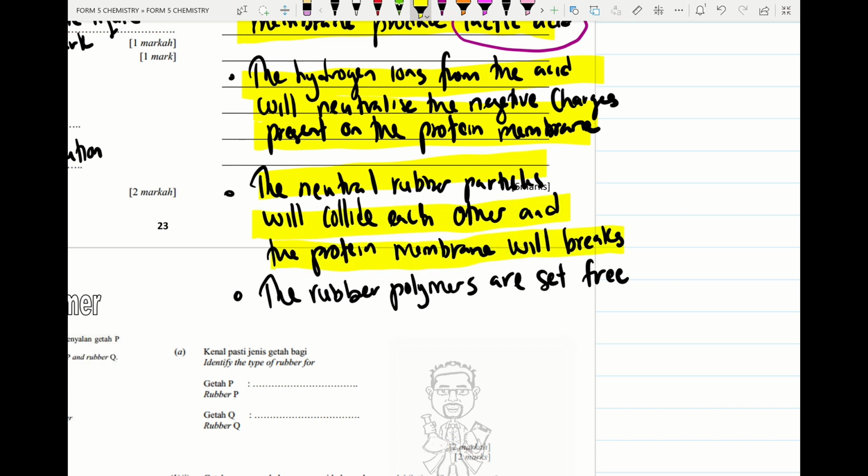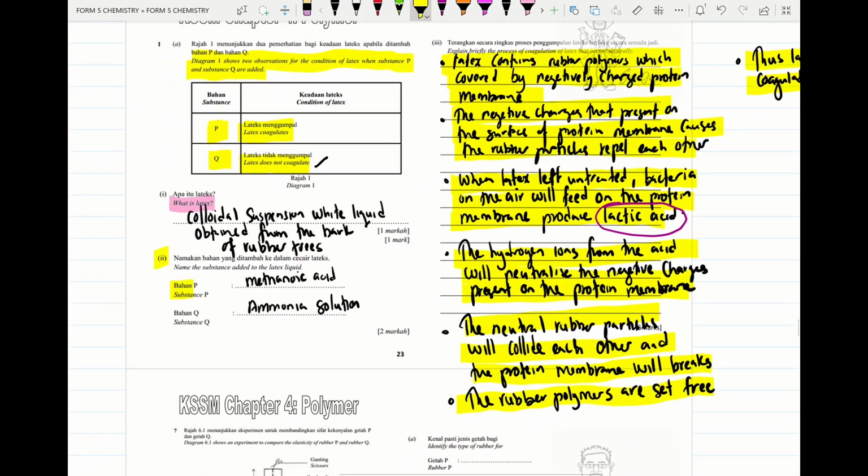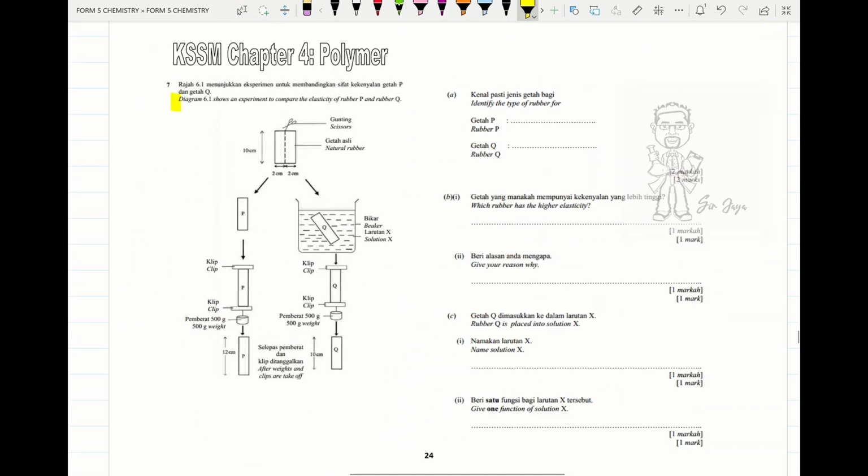Okay, this will break the protein membrane. Thus, the rubber polymers are set free. They will coil together and lump together. And thus, the latex is coagulated. All right, so that's how we answer this question. We move on to the next question. Try to check question number 7.